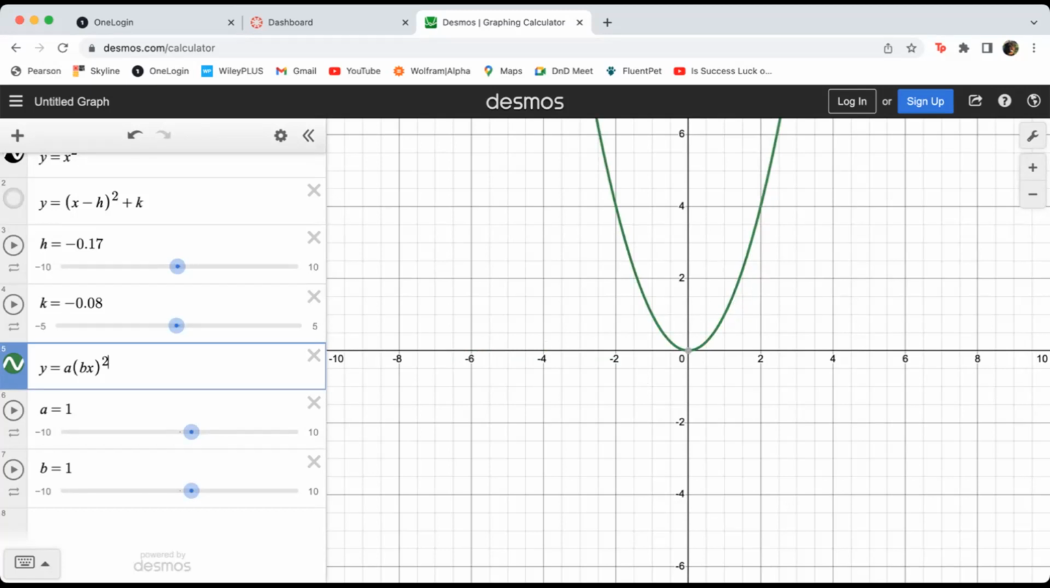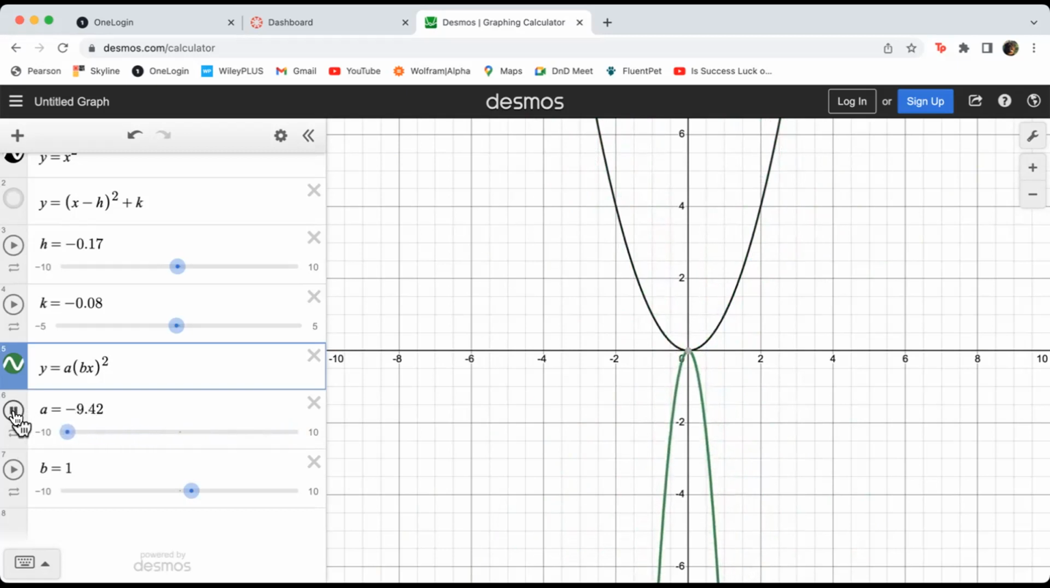Now, if I set A in motion, we know that this is going to stretch or squish the graph vertically. So here the graph gets squished when A goes up and then gets flattened when A goes down. And when A goes negative, it changes direction. This is stuff that we knew about parabolas already. If A is positive, the parabola opens up. If A is negative, the parabola opens down.